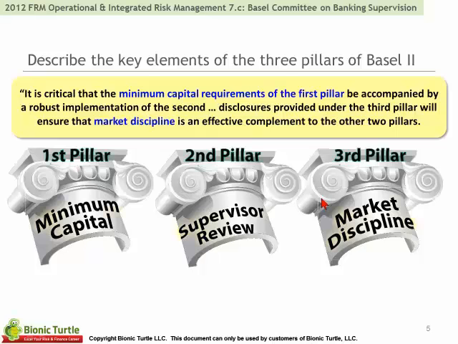Then the third pillar, market discipline. These are disclosures. You can almost think about this as disclosure as well. Why does it say market discipline? Because it's on the theory that if Basel, in cooperation with the supervisors, requires the banks to make the disclosures, that the market will help as well.